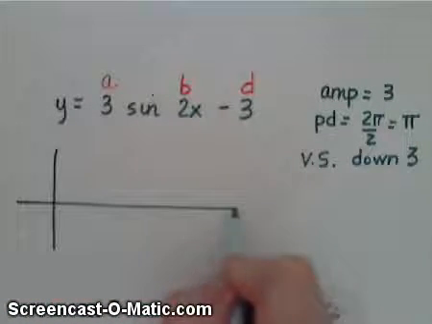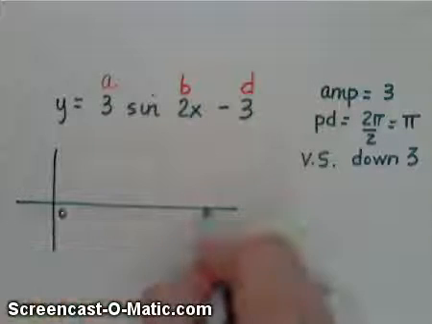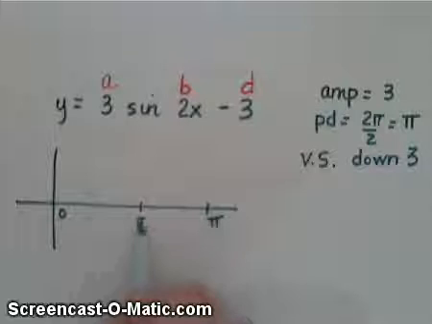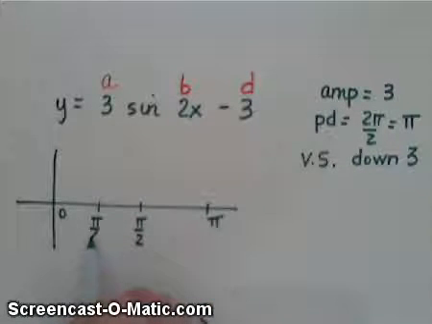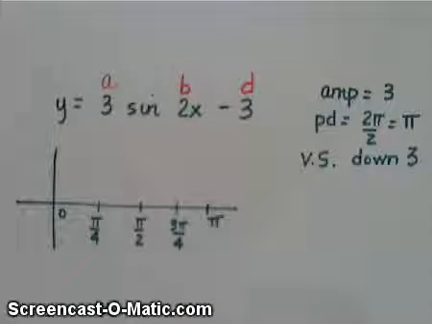Let's say we want to graph one period of this. So we're going to go from 0 to pi. We're going to half that, pi over 2. We're going to half it again, pi over 4. We're going to multiply this point times 3, pi over 4 becomes 3 pi over 4. Now our period is laid out for us.